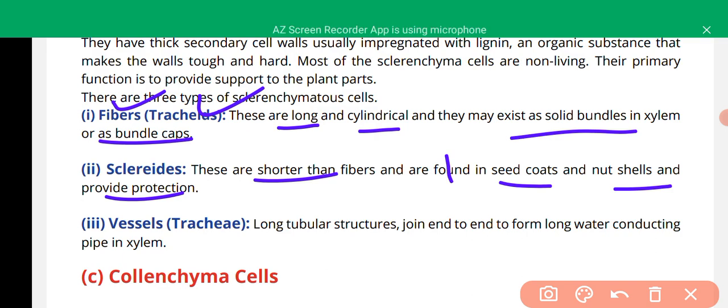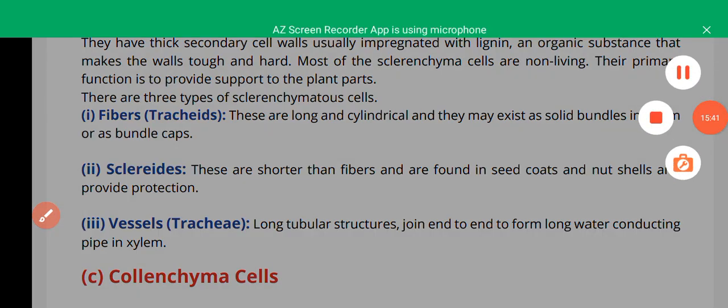Then the third type of these cells are the tracheary or vessel cells, long tubular structures joined end to end to form long water-conducting filaments. You know that it is a branching type of cell of sclerenchyma.